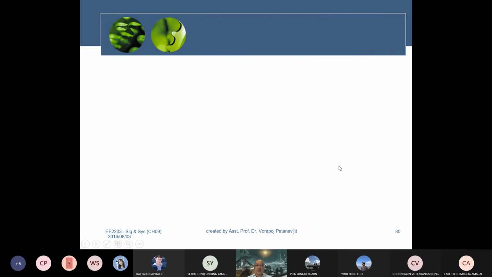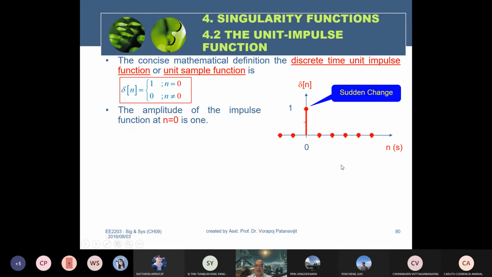Another singularity function is the unit impulse function. The mathematical definition of the discrete time unit impulse function, or unit sampling function, is defined here: 1 at n equal to 0 and 0 for the rest.